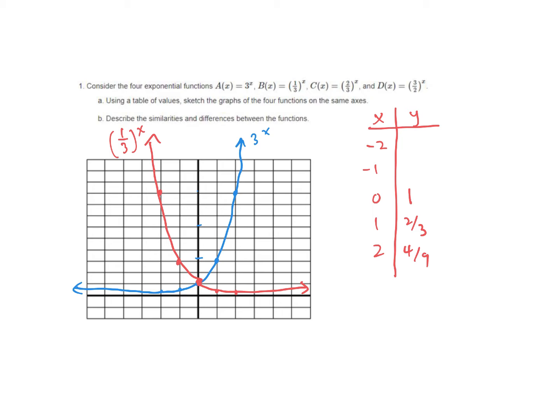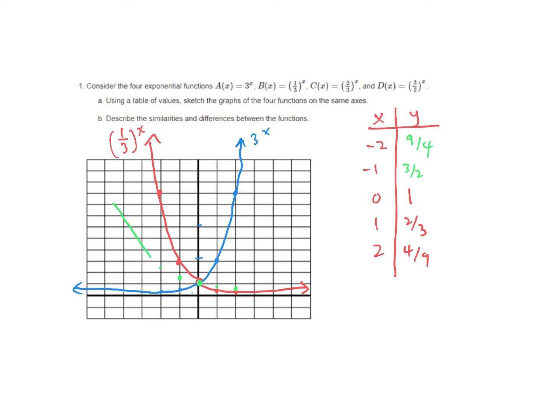Let's use a different color. So we've got 0, 1. We've got 1 and 2/3, which is about there. We've got 2 and 4/9, which is just below a half. And then we'd have 2/3 to the power negative 1 would be 3/2. So at negative 1, it's at 1.5. And then 2/3 to the negative 2 would be 9/4. So that's 2 and a bit.